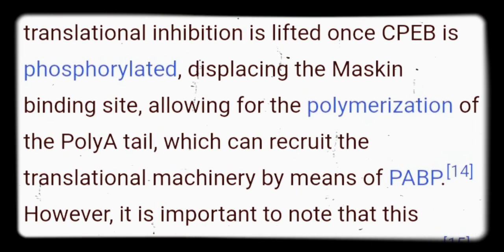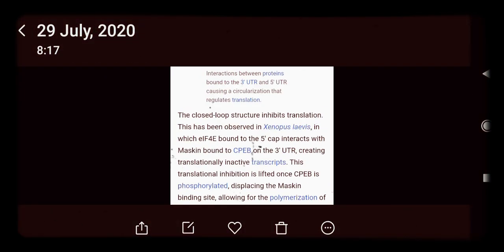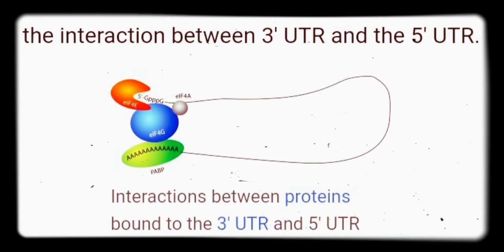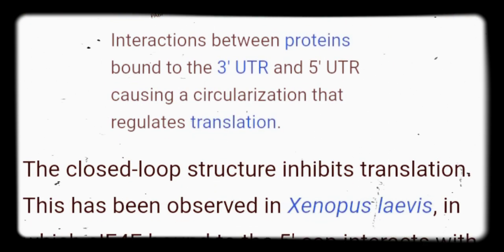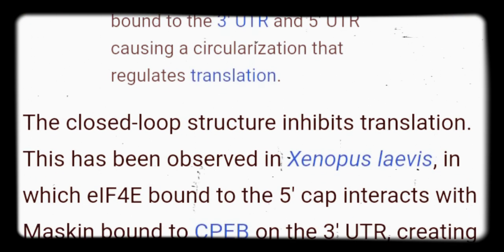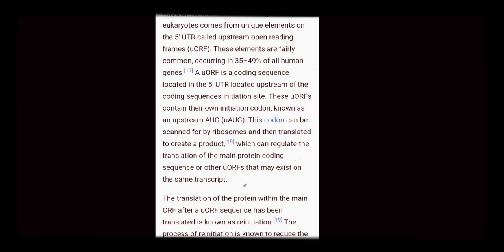However, it is important to note that this mechanism has been under great scrutiny. So this is the way in which translation regulation can be done by your 5' UTR and 3' UTR, by circularization of the mRNA, which will inhibit the translation process. You will just say the overview, not in detail, about this circularization, that it may also inhibit your translation process.